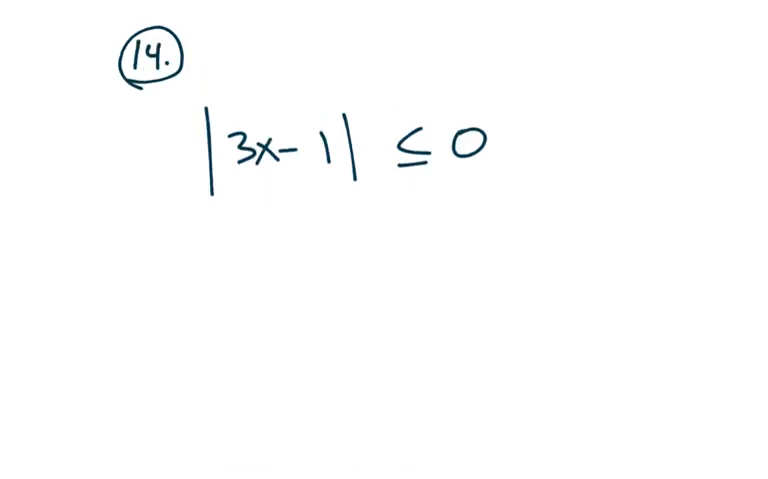Moving right along. Less than or equal to 0. Here we know it's only true for 0, because absolute value is only 0 or a positive value. So here the answer is x equals 1/3, because it only works with 1/3. Any other value, you're going to get a positive value, and positive numbers are not less than or equal to 0.